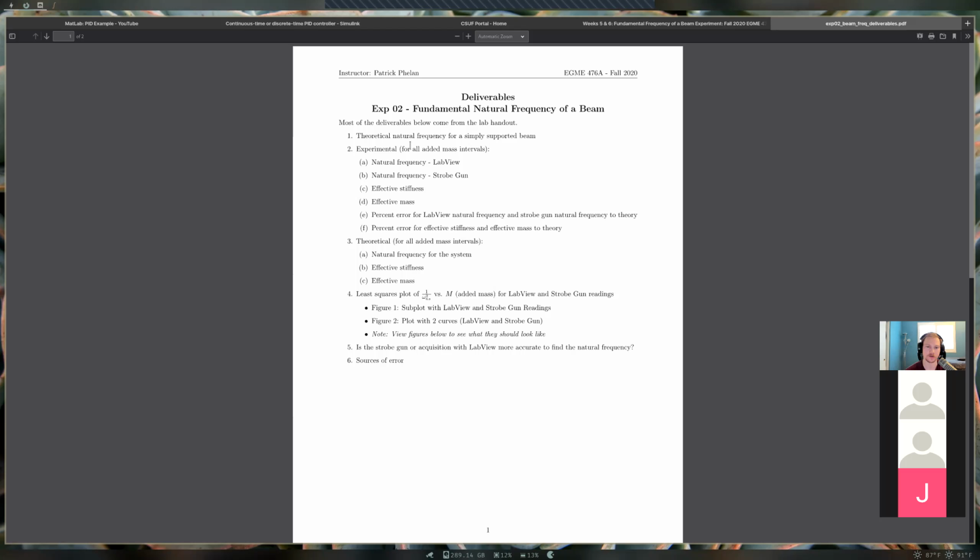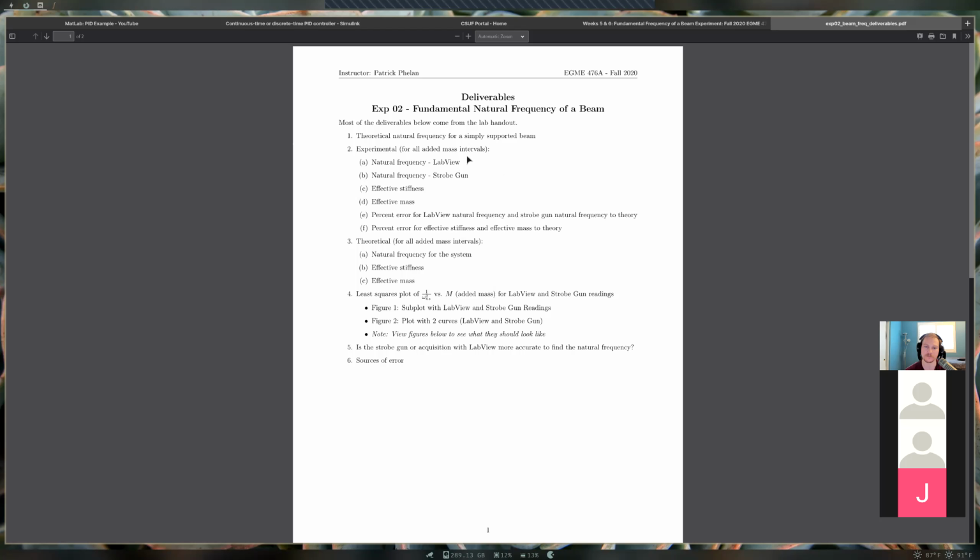So deliverables for lab 2: we have the theoretical natural frequency for a simply supported beam. That's just going to be one value. We solved for that in MATLAB. And number 2, we have the experimental, and this is going to be for all of the intervals of mass that we added. We have the natural frequency from LabVIEW and from the strobe gun. So we recorded that directly with LabVIEW or the strobe gun. We had to do a little conversion to change it to rad per second, but again, that's in MATLAB. Of course, all of this we solved in MATLAB last class or two classes ago.